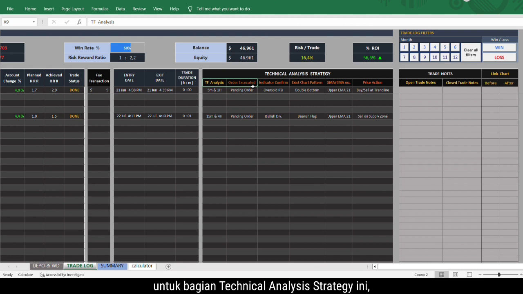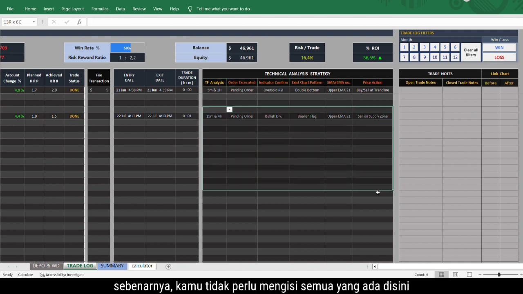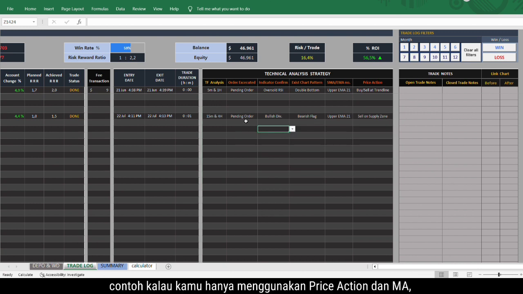So for the technical analysis strategy here, actually you don't have to fill in everything here. If you just use price action or moving average, then just fill in both of those things. But for the time frame, you have to fill it in every time, okay?